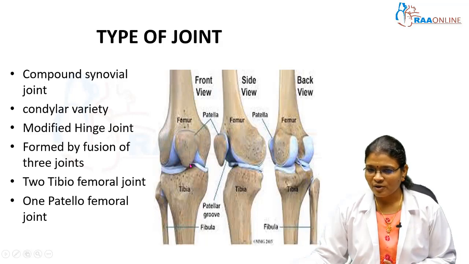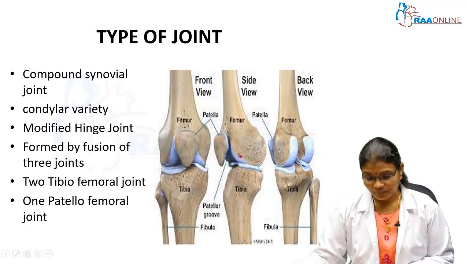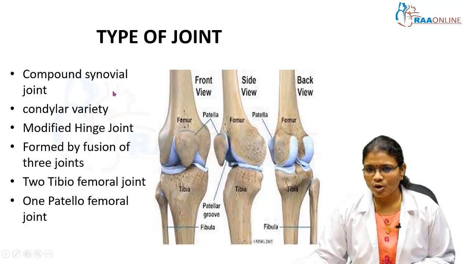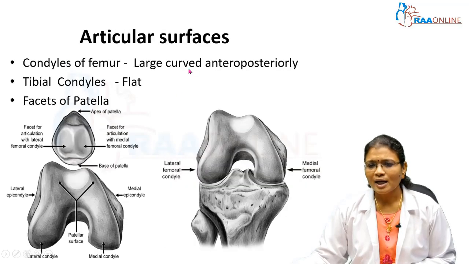aspect. And apart from these two joints, there is one more joint in the middle which is called the patellofemoral joint, where the patella articulates with the femur. So, knee joint is a compound synovial joint, condylar variety, and modified hinge joint. Articular surfaces forming the joint are condyles of femur, tibial condyles, and the facets of patella.